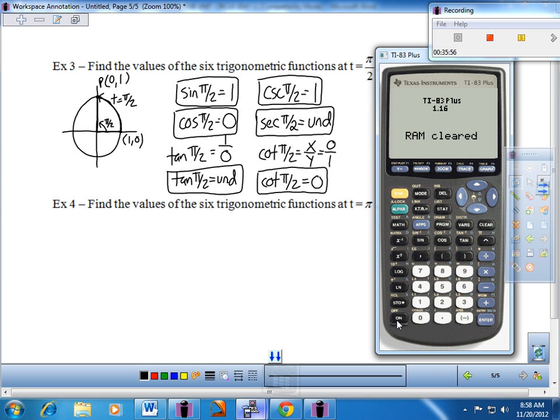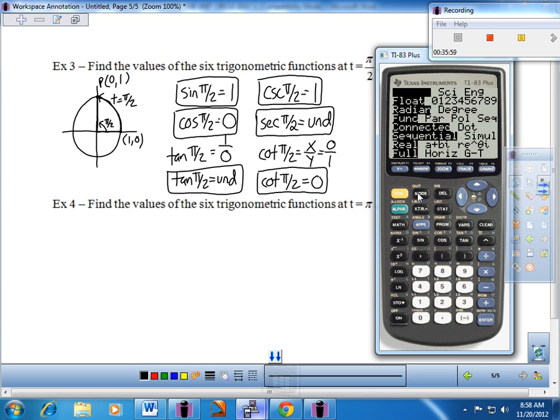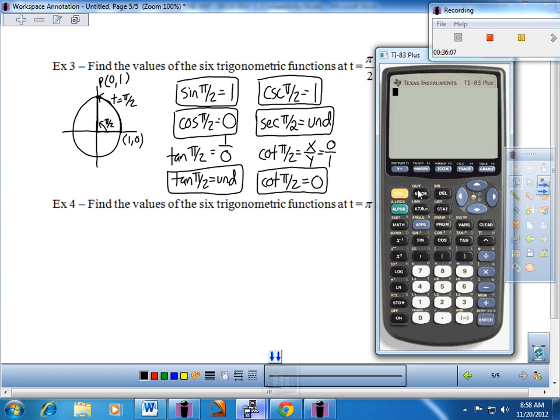So everyone, if you get a chance, hit mode, and please make sure you are in radian mode on your calculator. This is the branch of trigonometry called the trigonometry of real numbers. Come on out of there, and type in sine pi divided by 2, and look what you get. Sine of pi over 2 is 1.